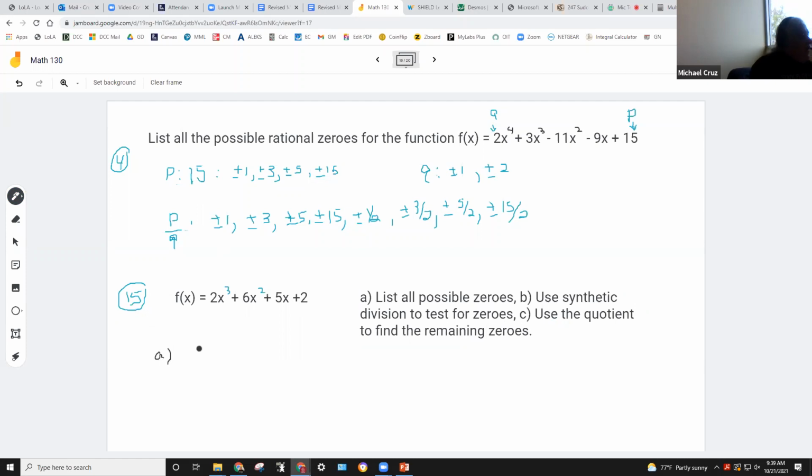Okay, so remember, P is 2, and Q is also 2. So basically we're just going to have, here, 1 plus or minus, and plus or minus 2. Okay, and the same thing on this one.